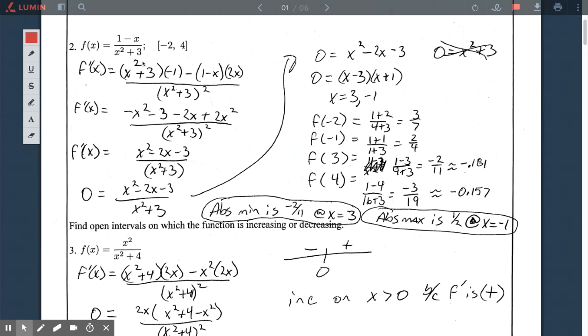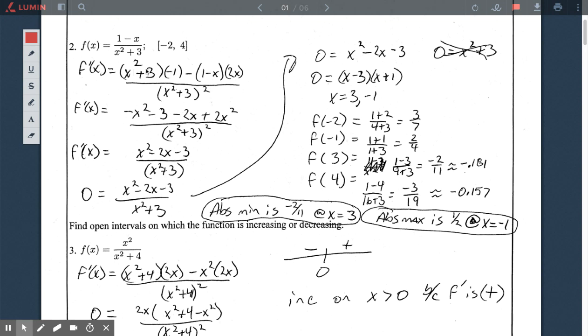Number 2 requires quotient rule, so bottom times the derivative of the top minus the top times the derivative of the bottom, over the bottom squared. Don't forget about the bottom squared. Usually on quotient rules, if you guys screw it up, you usually forget the bottom squared. And I would also, especially on the top right, put stuff in parentheses. That way you don't forget to distribute the negative.